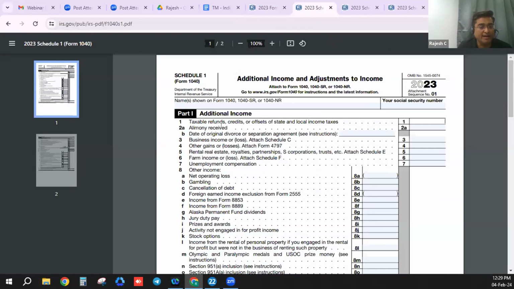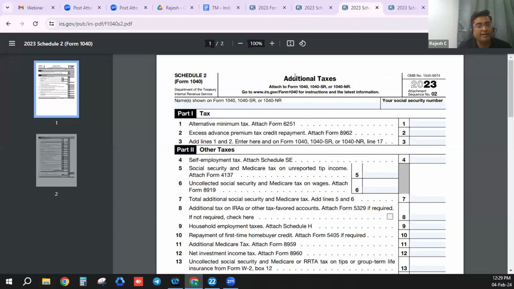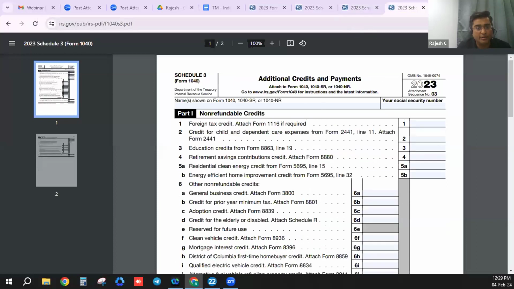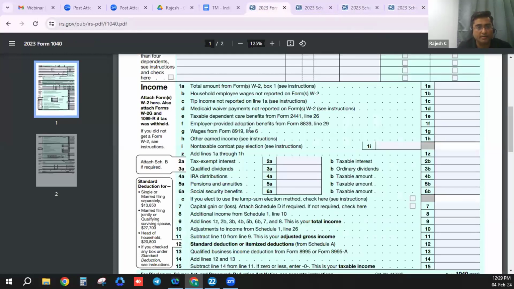If you have alimony received, farm income, or rental income, then only Schedule 1 is generated. If you don't have any other income, Schedule 1 will not be generated while preparing returns. The same with Schedule 2. If you have additional taxes, then only Schedule 2 will be generated. And about Schedule 3, you will see the additional credits and other additional payments that flow into Schedule 3. So now, start with the income.